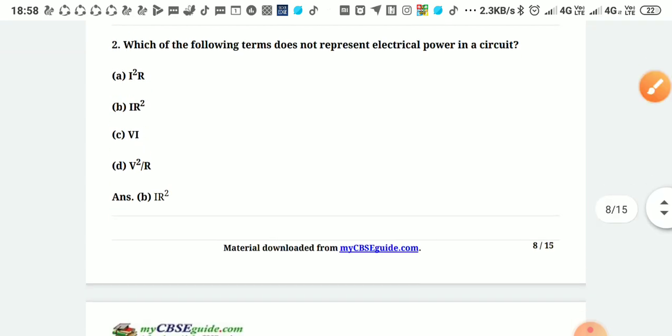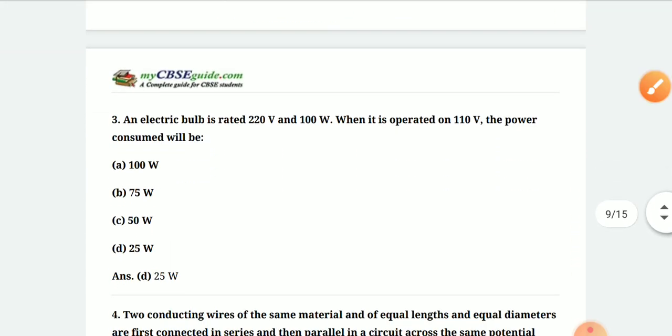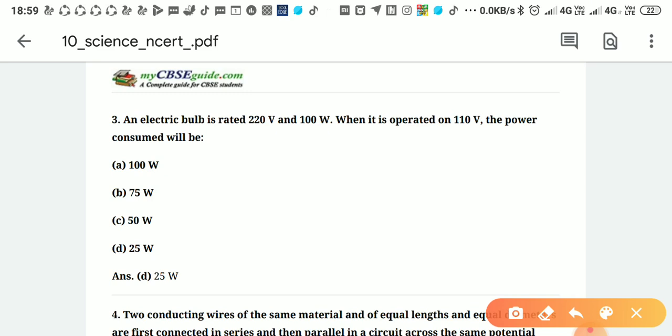Okay, now question number 3. An electric bulb is rated 220 volt and 100 watt. When it is operated on 110 volt, the power consumed will be. This is a very important question. Try this question yourself also, but look at this question very carefully.